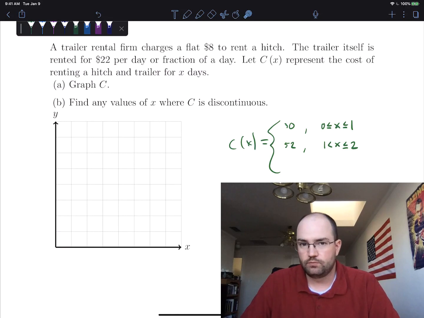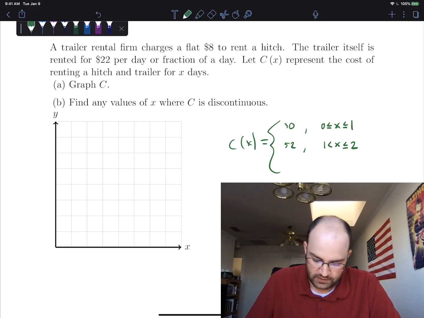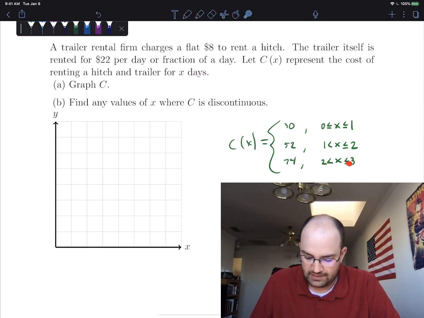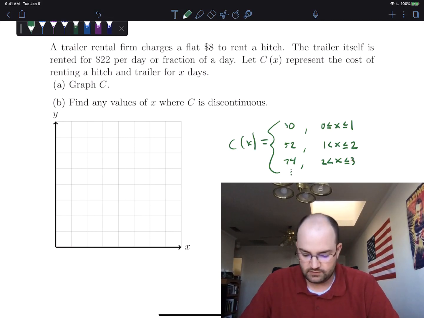Let's say you kept it one more day. Well, the next day you would be charged another $22, which would make that $74. And you would keep it for 2 is less than X is less than or equal to 3. In other words, if it's more than 2 and less than or equal to 3 at the same time. And then you just keep going with this. So this is actually a piecewise defined function that just keeps going.